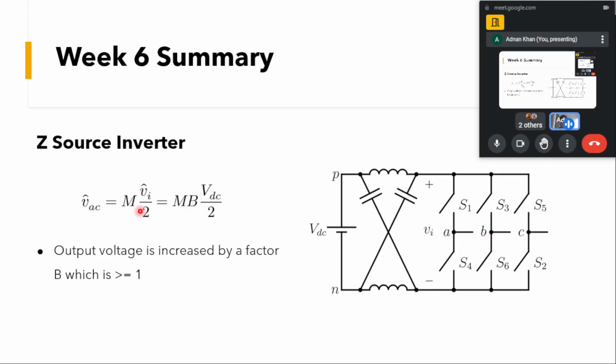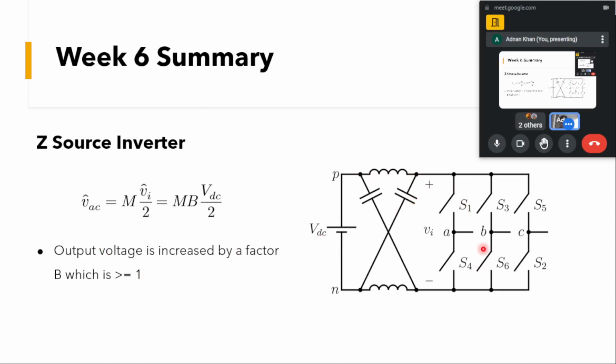That will be in the three-phase inverter. What we had by equation, VAC will be equal to M Vin by 2, or M VDC by 2. Here the VSI is like a buck converter, and it will always be less than that. But here in this Z source we have M B VDC by 2, like Vin equal to B VDC by 2. So here the output voltage is increased by a factor of B, which is greater than 1. So we can get a voltage higher than that of a VSI, but we have some impedance that needs to be connected between this source and this inverter.